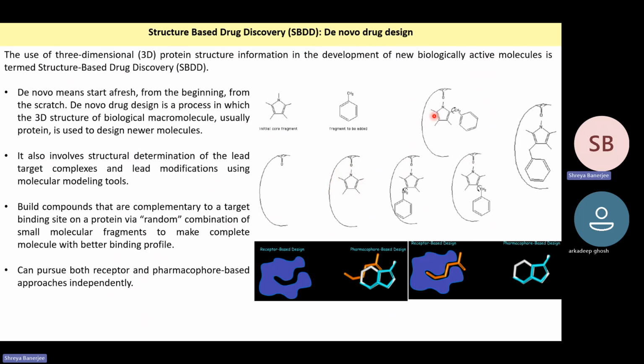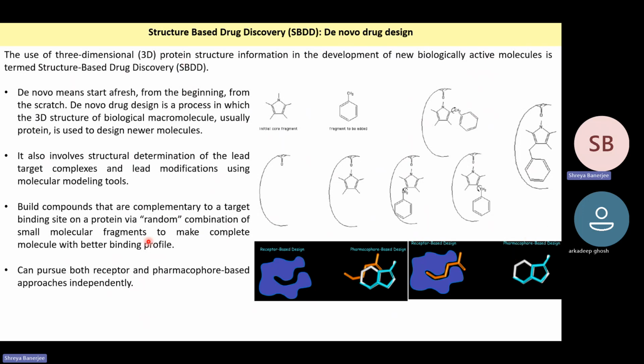Like you can see, an imidazole ring is here and it is attached to a benzyl moiety. Now we can see what orientation of the benzyl moiety will perfectly fit into the binding pocket of the receptor. And by doing that, the drug can also be optimized.